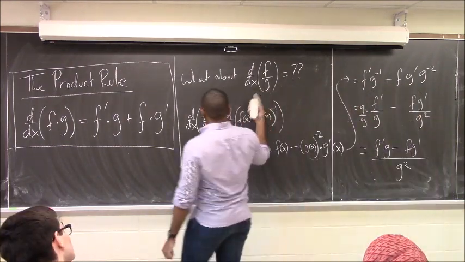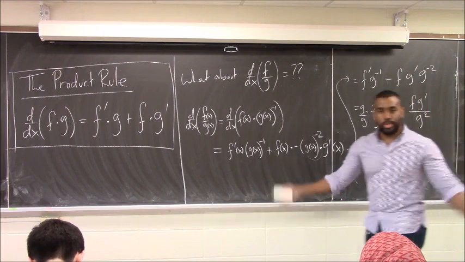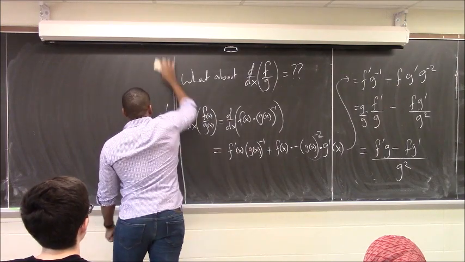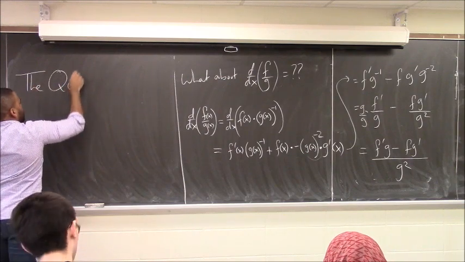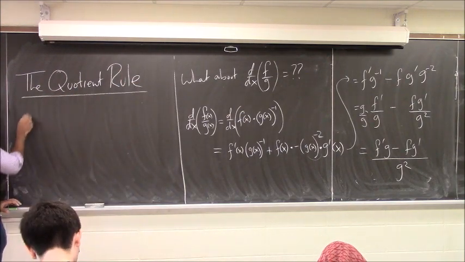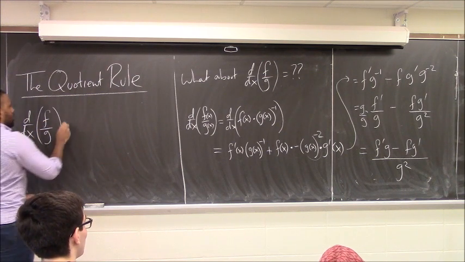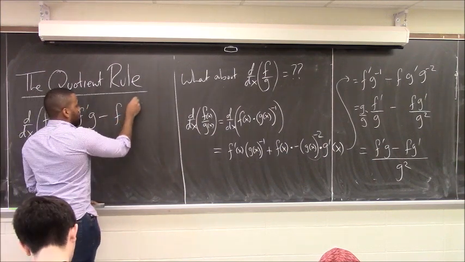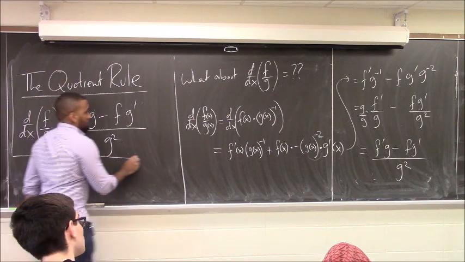Now another name for division is a quotient. So this rule tells us how to differentiate quotients. What are we going to call it? Quotient rule. This leads to the last rule of today, the quotient rule. It tells us how to differentiate a quotient. If I have one function divided by another function, well, the derivative of that is going to be bottom times the derivative of the top minus the top times the derivative of the bottom over the bottom squared. And this is something you know.